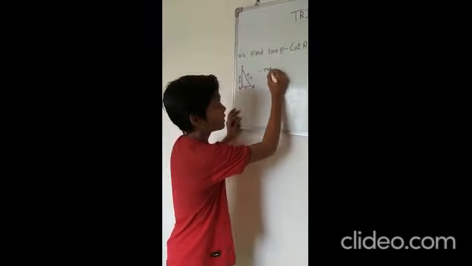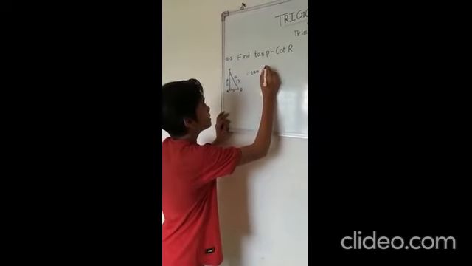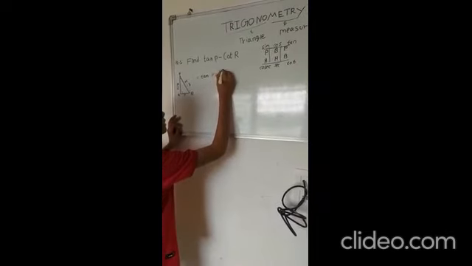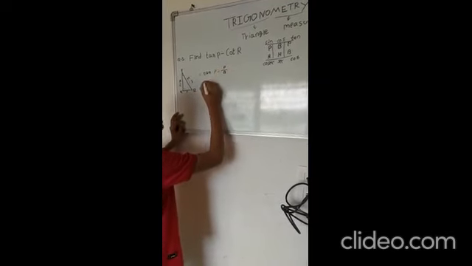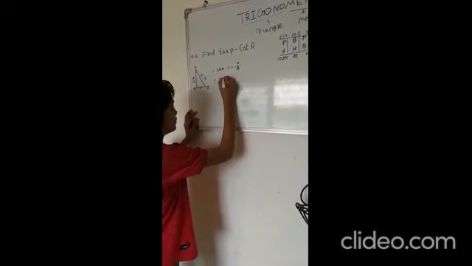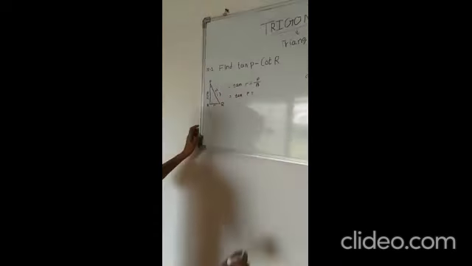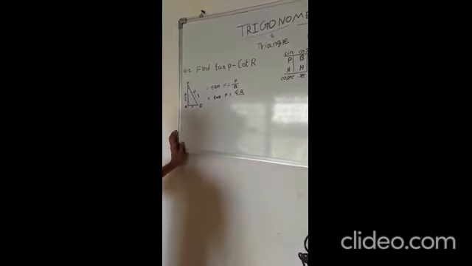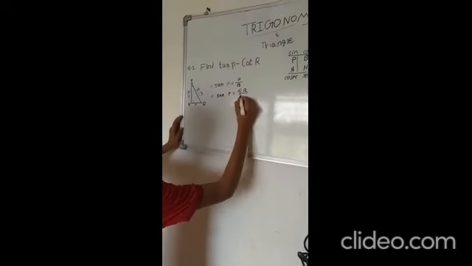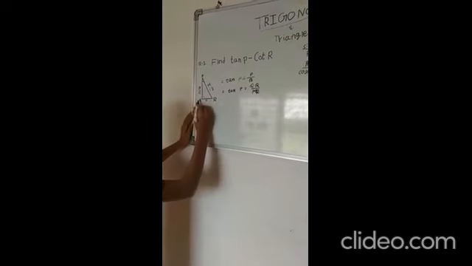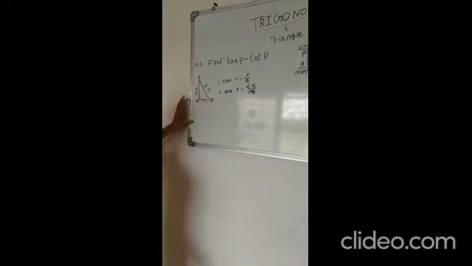Now start. Tan P is our P by B. P by B is equal to 10. P is 10. What is our perpendicular? Perpendicular is QR. QR is our perpendicular. And what is base? Base is our PQ. But we do not know what QR is, but we know PQ.